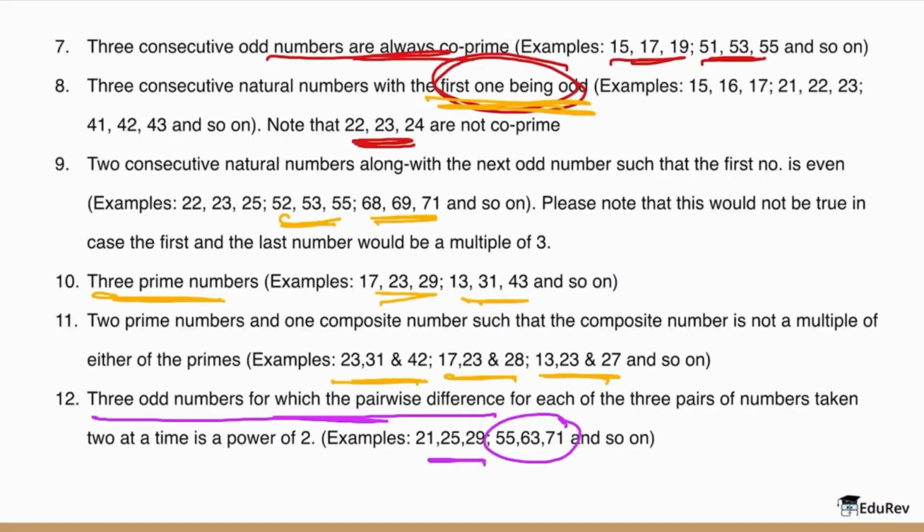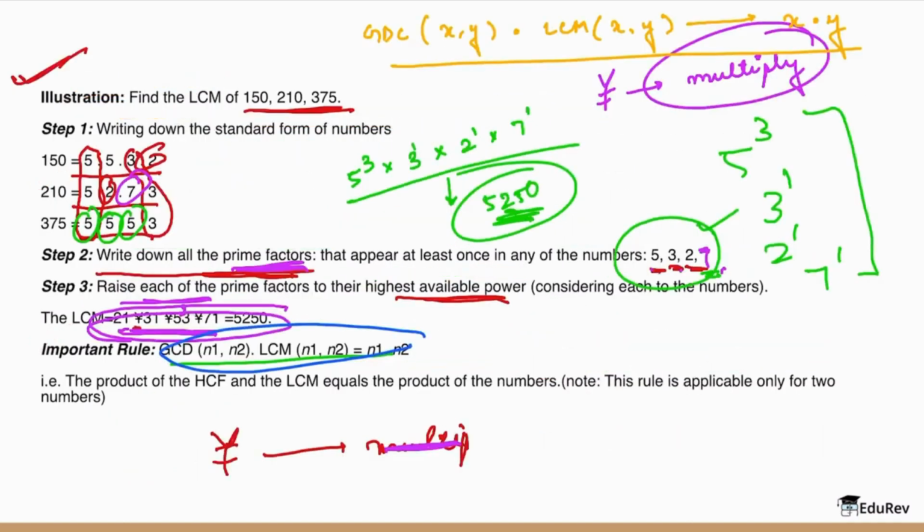I hope you understood what co-prime numbers are, what natural numbers and whole numbers are, and all the other stuff we talked about right now. I know this chapter has a lot of theory, and it requires a better understanding of each and every point we just talked about.